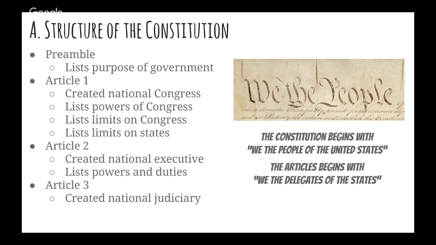Article 1 is addressing by far the most important part of all the articles, and this is creating the legislative branch. We created Congress, which means we have the House, we have the Senate, and all that comes with that. Gives it certain powers, and it also gives it certain limits. Article 2 is addressing the executive branch. This is where we're going to set up the powers and the duties of our president. Article 3 is creating the judicial branch and the judicial system. We have the Supreme Court, and it creates this national judiciary branch.